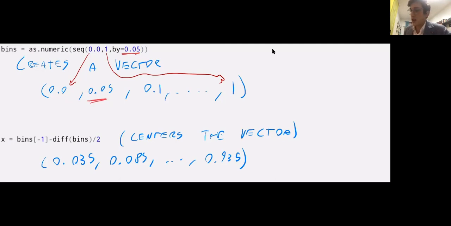We define this as bins minus the difference of bins divided by 2. It's not important how the command works, but as you can see, we just created a new vector, which, if we call the values A, B, will be A plus B divided by 2, etc. This will be important later, we're going to see. Now we have our bins, we have our centered bins, and we would like to start to bin the data, to group the data together. And this is what we're going to do.